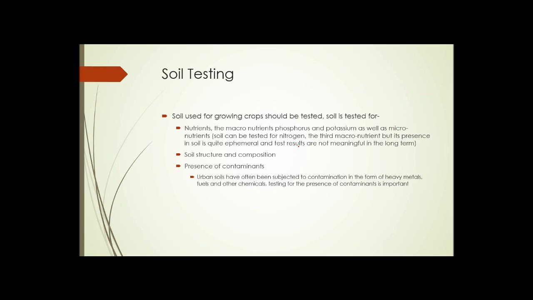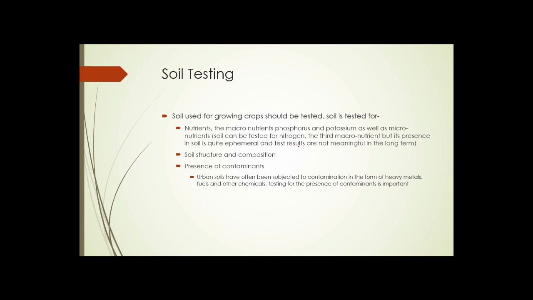So let's say we do find some land for urban agriculture. What do we need to do before we start growing on it? Well, soil used for growing crops should be tested. And that's true regardless of where it is and what you're growing.